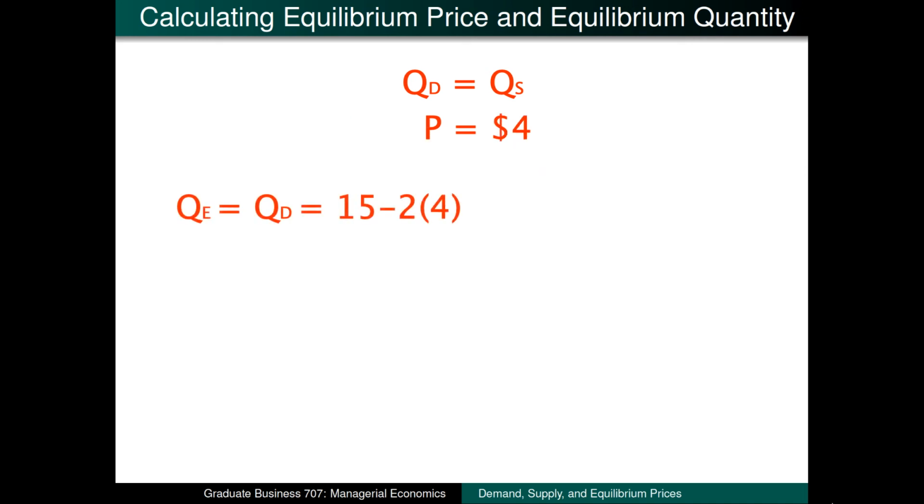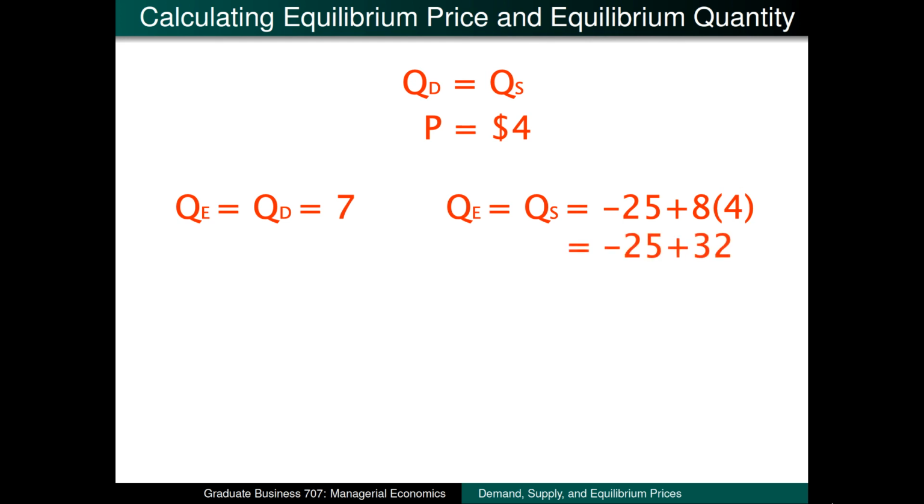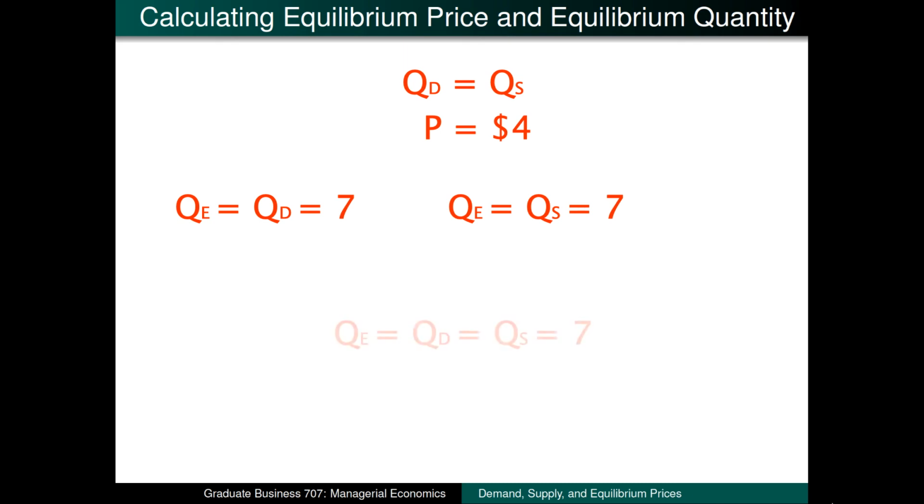We then plug $4 into either the demand or supply function to get that QE is equal to QD, which is equal to 15 minus 2 times 4, which is equal to 15 minus 8, which is 7. Or, plugging into the supply function, we get QE is equal to QS equals negative 25 plus 8 times 4, which is equal to negative 25 plus 32, which is equal to 7. By definition, you should get the same answer regardless of whether you use the supply function or the demand function, since again, the equilibrium quantity means that quantity demanded equals quantity supplied.